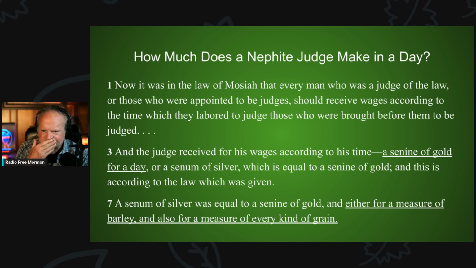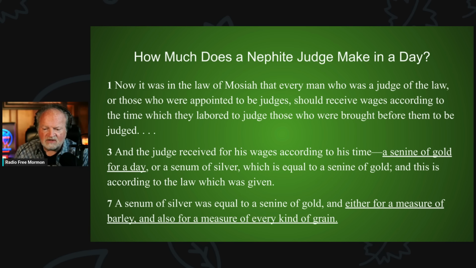Here's what it says. In verse 1, now it was in the law of Mosiah that every man who was a judge of the law, or those who were appointed to be judges, should receive wages according to the time which they labored to judge those who were brought before them to be judged. Okay, so what's the wage? Now we skip verse 2. Remember, that's about the thieves and the robbers. We just read it. And we get to verse 3 in chapter 11. And the judge received for his wages according to his time a senine of gold for a day. A senine, that's that basic unit, right? Or a senum of silver, that's the equivalent, which is equal to a senine of gold.